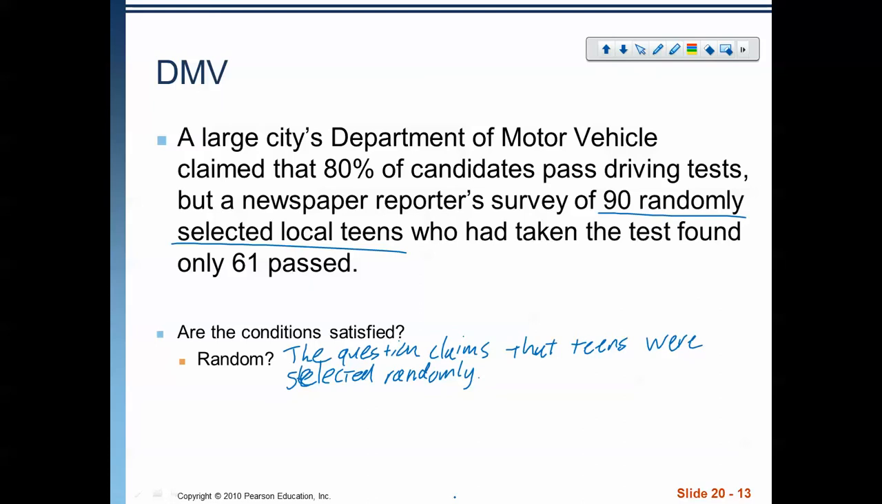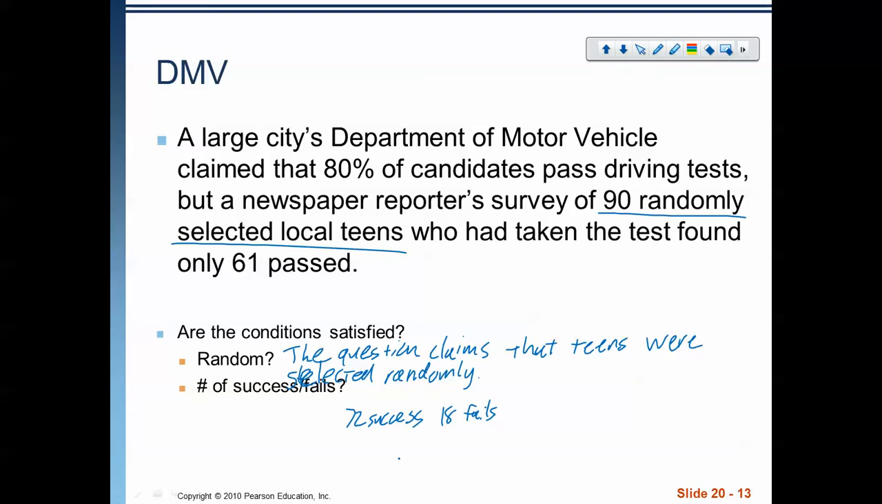All right. And then our other one, the number of successes and failures, we have 90 teams as our sample size. So 80%, that's going to be our successes. I'm just doing this in my head now. 10% of 90 is 9, which means 20% is 18 fails. And if there's 18 fails out of the 90, that means there's 72 successes.